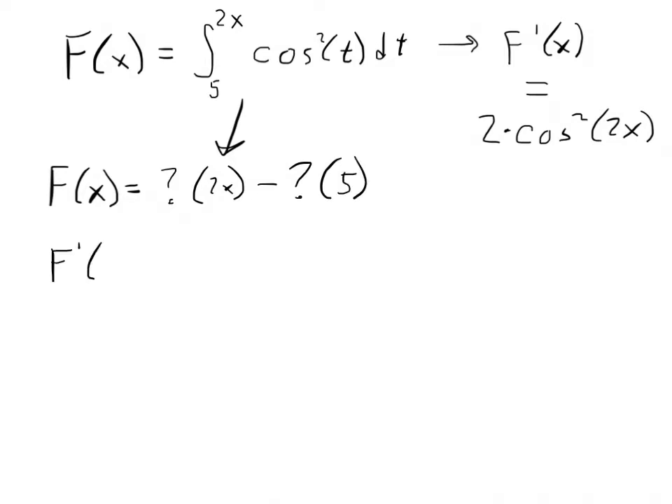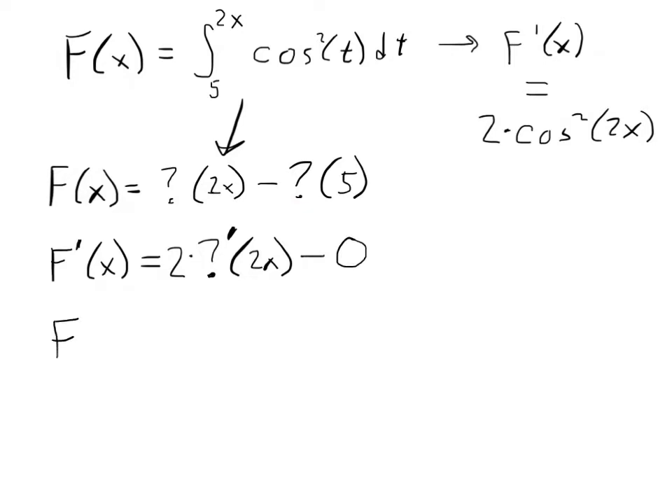Then, when I take the derivative of this thing, and this is important, do you recognize that this will require the chain rule? There is something plugged in to question mark. The derivative of this is going to be, and this is silly notation, question mark prime of 2x times 2, minus, this thing is a constant, so its derivative will be 0. And so to finish this out, f prime of x is 2 times, now what is the derivative of question mark? It just goes back to this thing. So it's cosine squared 2x.